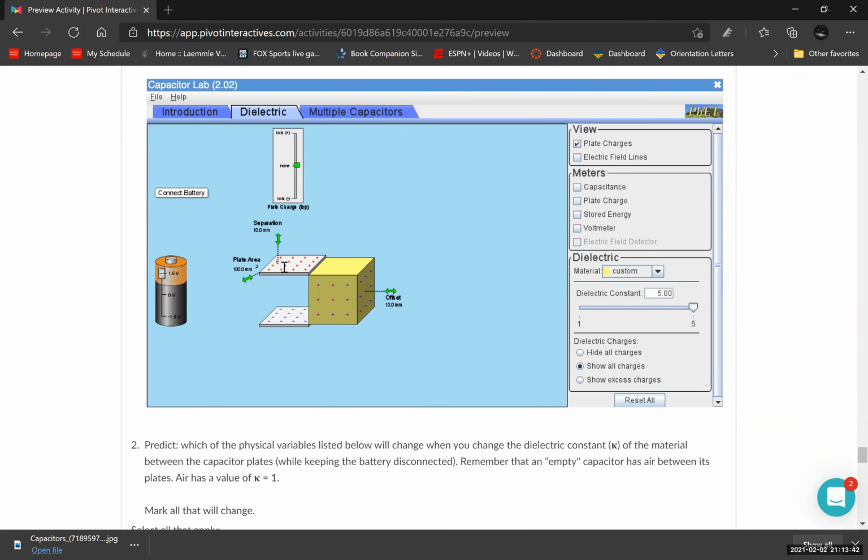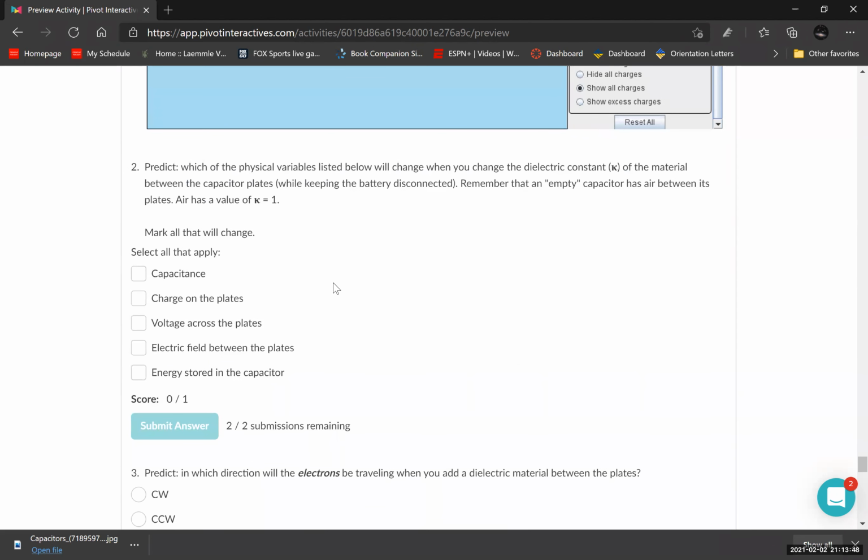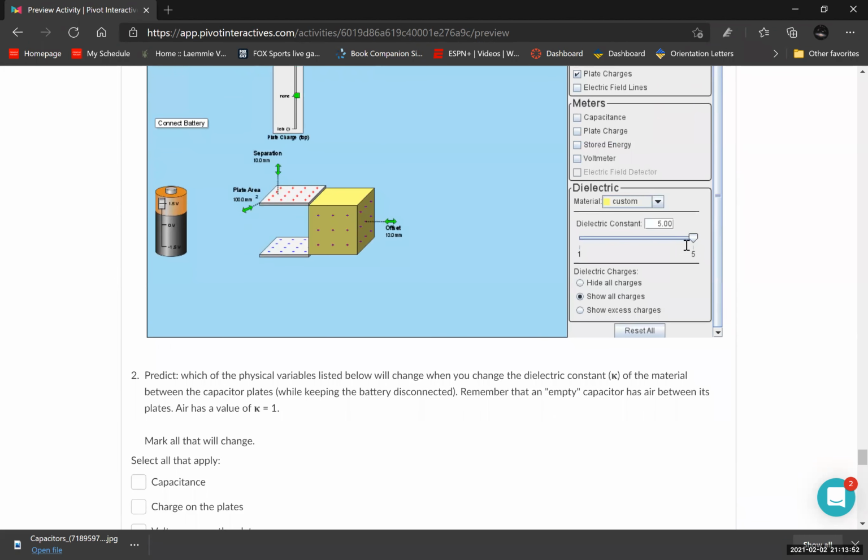You can see, right, you have plus and minus on the plates. That means it's already charged. Then you insert the dielectric. So you can see, right, air has a value of k equals 1, and then there's a bar over there that gives you from 1 to 5.